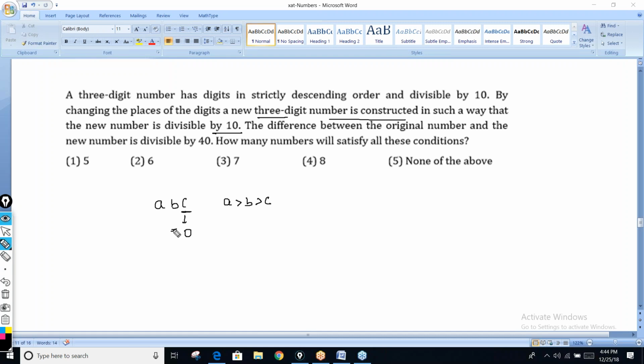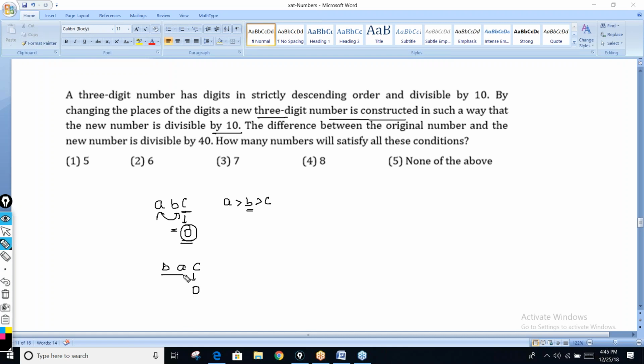because if this digit is 0 and this digit is 0, and if I interchange these two digits, the number is in descending order, so these two digits cannot be the same. And the number is still divisible by 10, so we have not changed the place of this digit, we have just changed the place of these two digits. So now the new number becomes BAC.